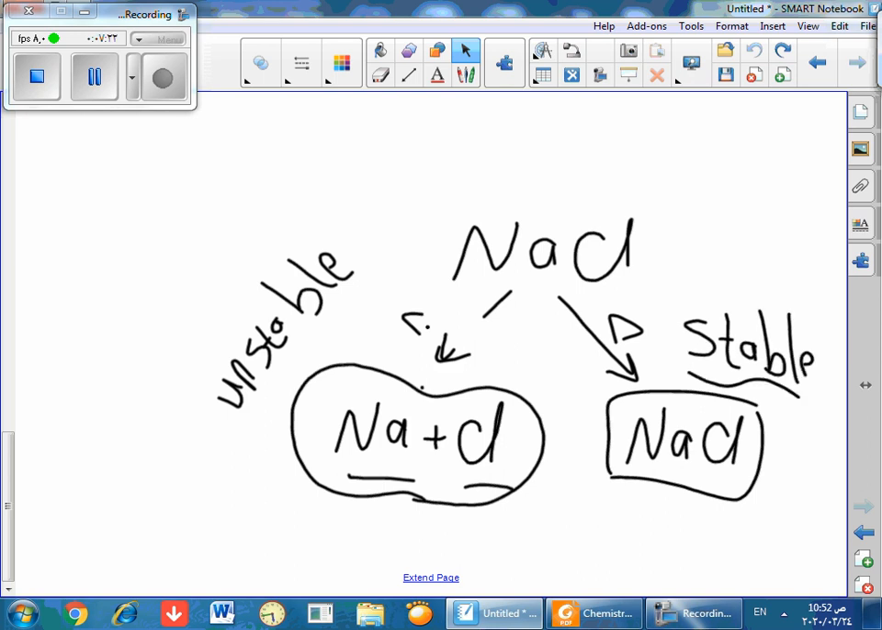So, a stable compound is a compound thermally stable at room temperature. While an unstable compound is a compound that tends to dissociate spontaneously into its primary elements. Okay, we have a relation between heat of formation, delta HF, of a compound and its stability.